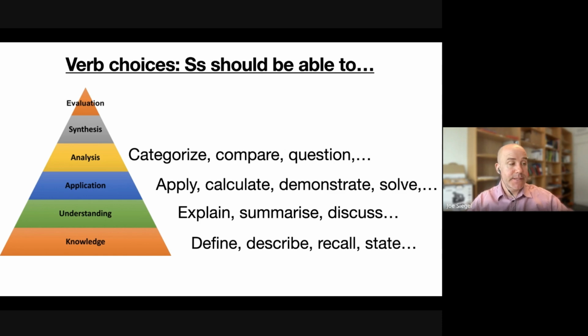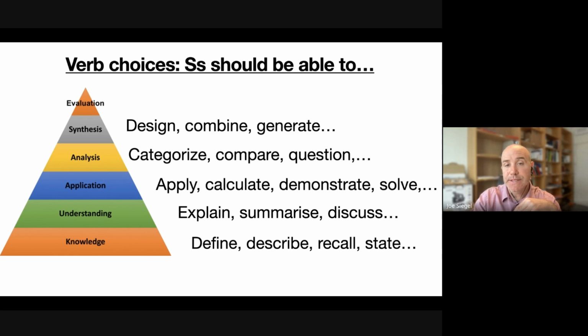The analysis can include verbs like categorizing, comparing this approach and this approach. And in some ways, if we're comparing these two approaches, regardless of discipline, we have to already be able to describe, we have to be able to summarize in order to compare them successfully. So that's where we get a higher order thinking skill.